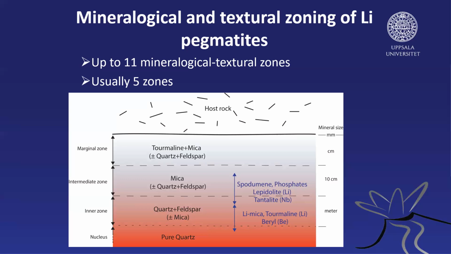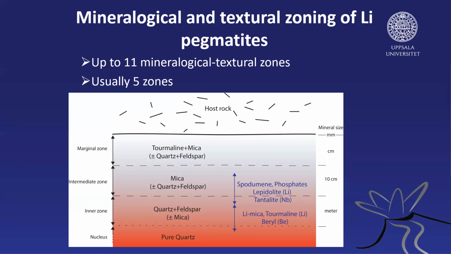Basically we start from the center, the nucleus. Usually we have pure quartz. And in this area, we are talking about minerals, crystals that are several meters long. Then in this zone, we start crystallizing lithium mica, lithium tourmaline, and beryl, which contains beryllium. And then we switch to the next zone, the inner zone.